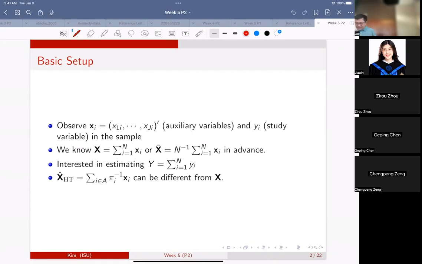So anyway, now we have a study variable and a vector of auxiliary variables. We have this information available in advance. We are still interested in estimating the population total, and our estimator can be different from the population total.